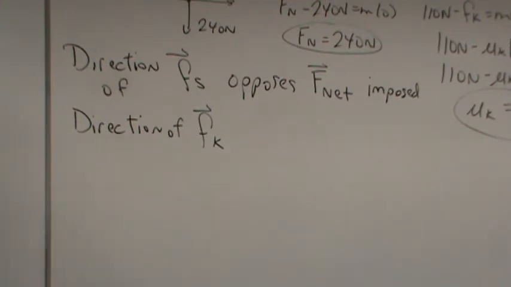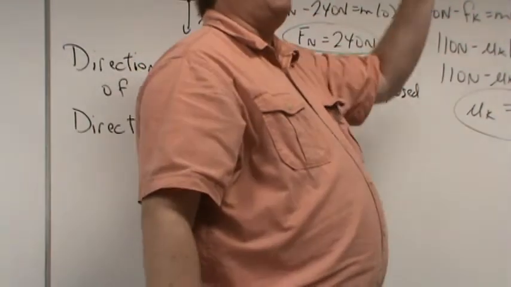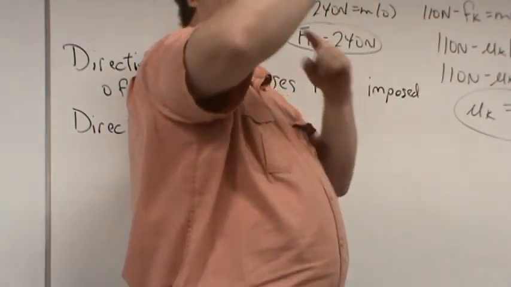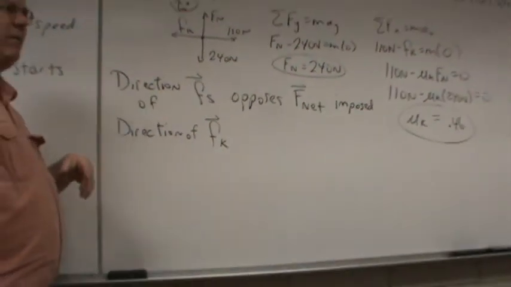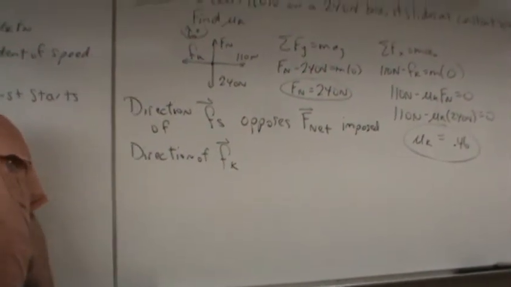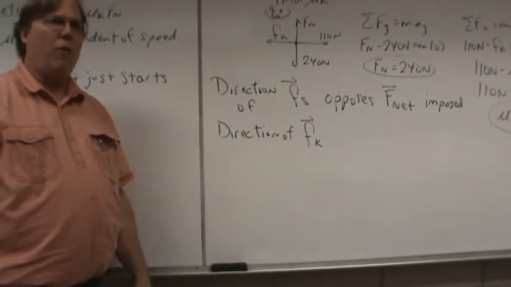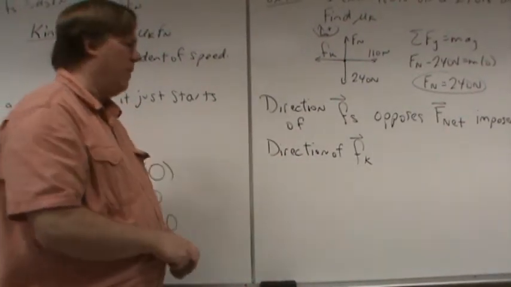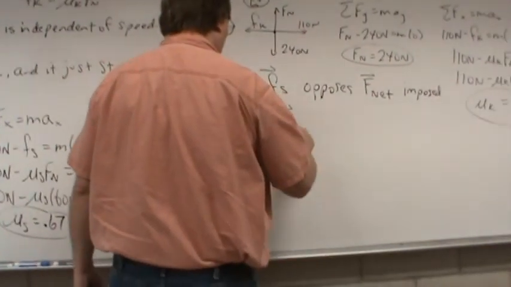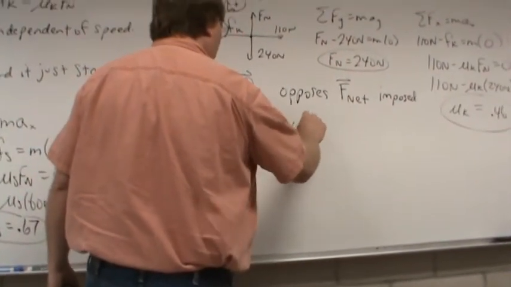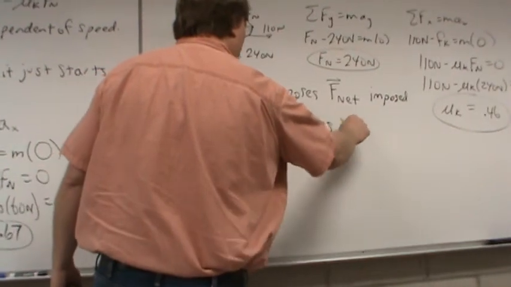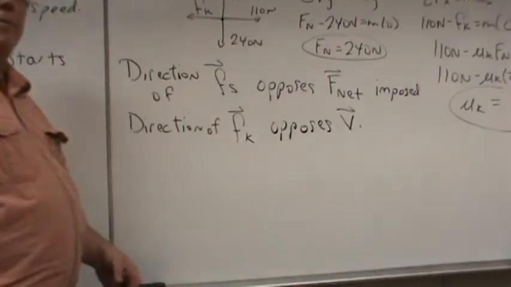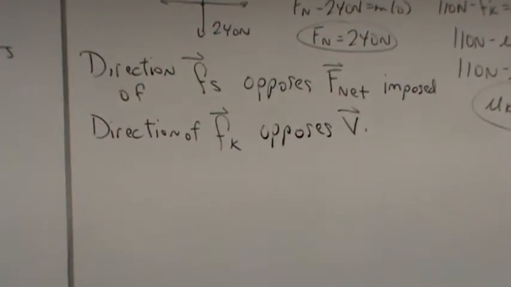Why is it moving at a constant speed? Because air resistance is opposing its motion. It's moving downward. If I threw something up, then air resistance opposes its motion. If you're sinking in water, the water drag opposes your motion. Or if you're in a boat on the surface of water, the water drag opposes the direction of motion. So the direction of kinetic friction force opposes the direction of the velocity. And that's kind of a difference.